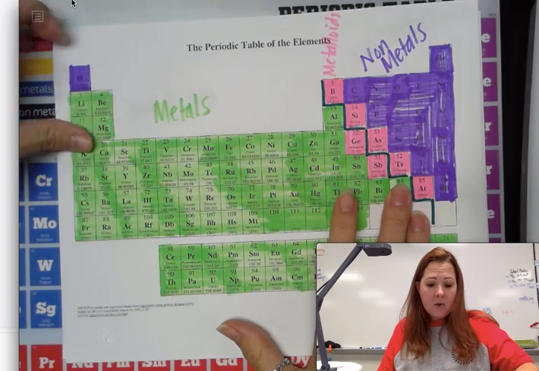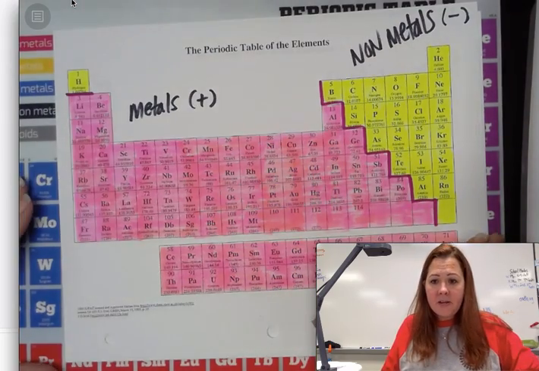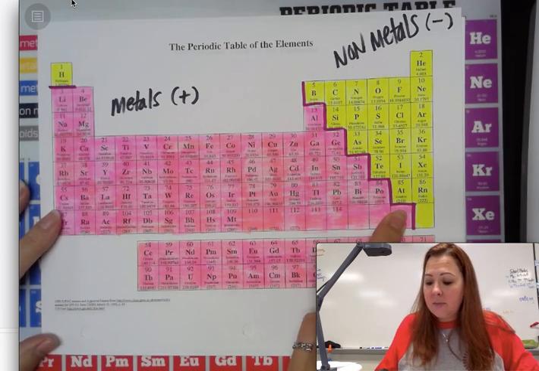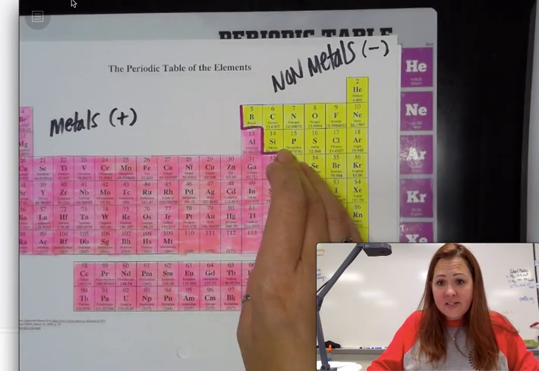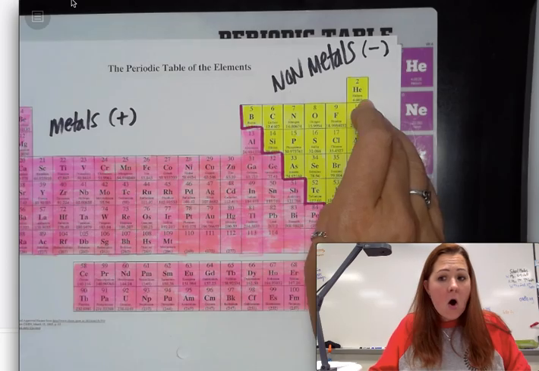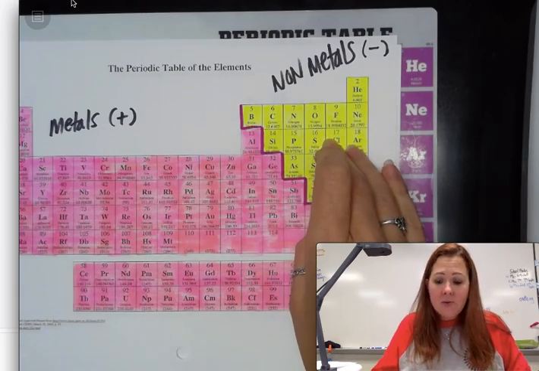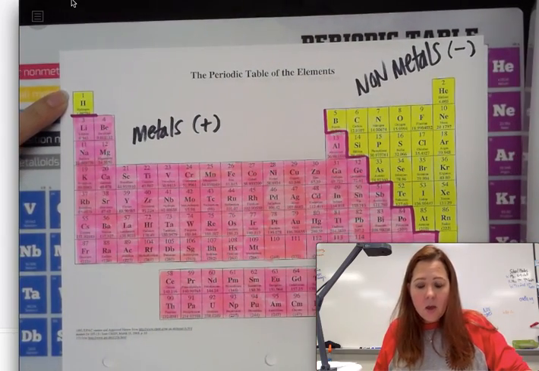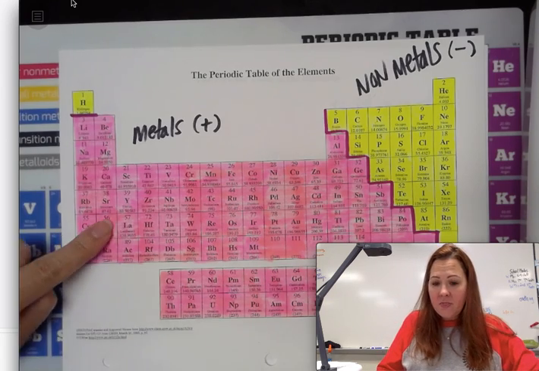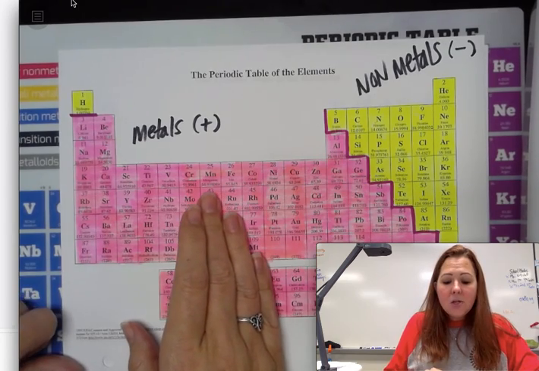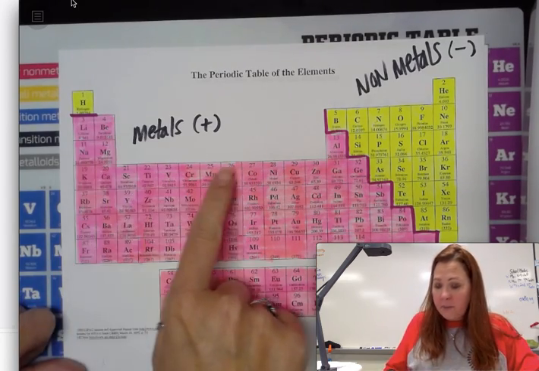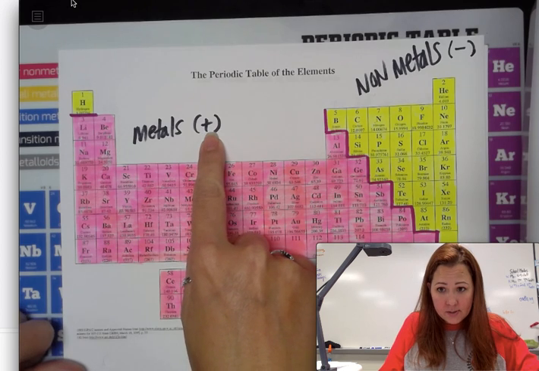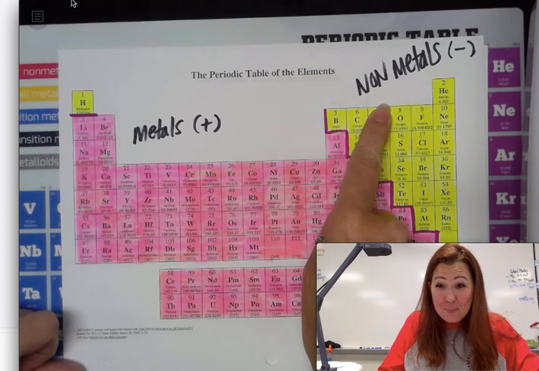What's going to happen now is we're going to break up the periodic table still with a stair-step line, but when we break up the periodic table with that stair-step line, everything on this side of the stair-step are all nonmetals now. So everything that I have colored in yellow with hydrogen down here, they're all nonmetals. Your metals are everything on this side of the stair-step line. So everything that I have colored in pink on this periodic table all form cations. They all lose electrons.